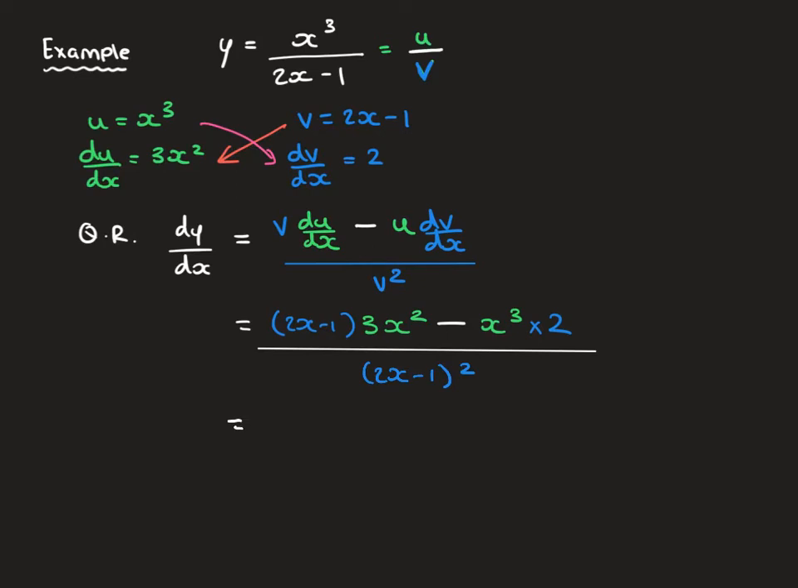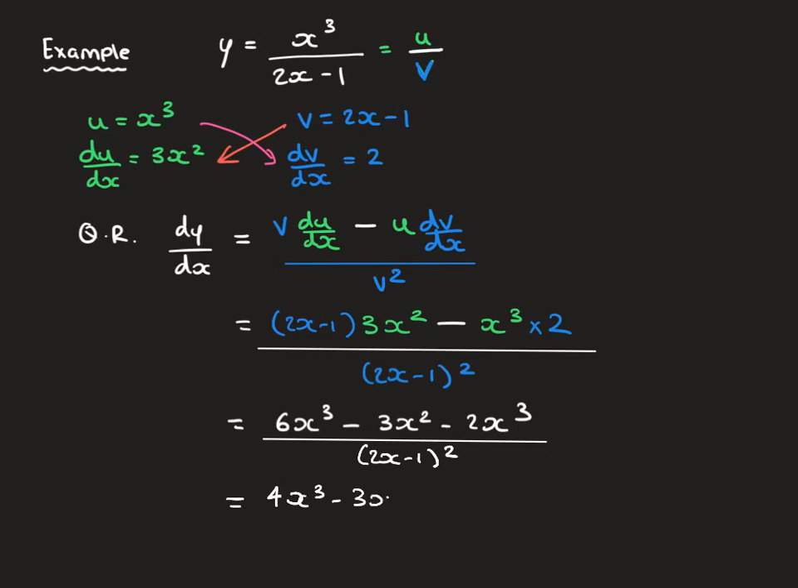Now simplify the numerator carefully, so we have 6x cubed minus 3x squared minus 2x cubed all over 2x minus 1 squared. So this then simplifies to give us 4x cubed minus 3x squared all over a denominator of 2x minus 1 all squared. And we could, if we wished, factorize the numerator as well.